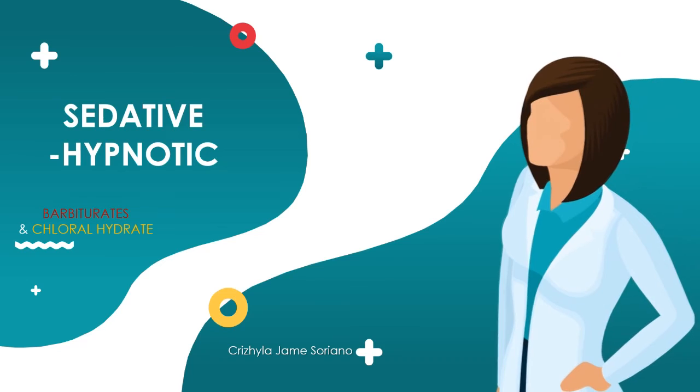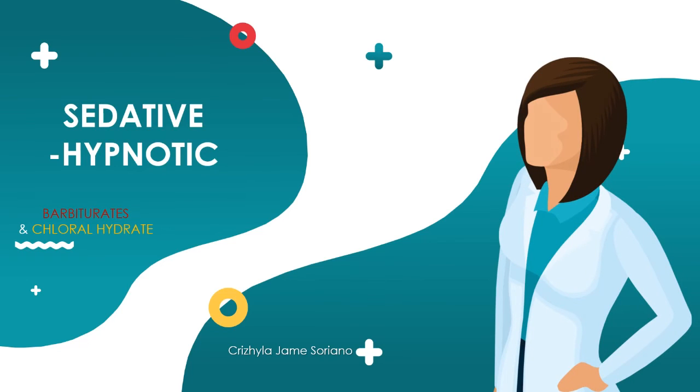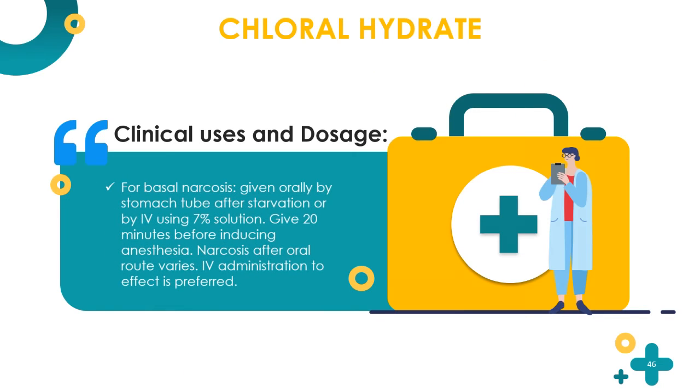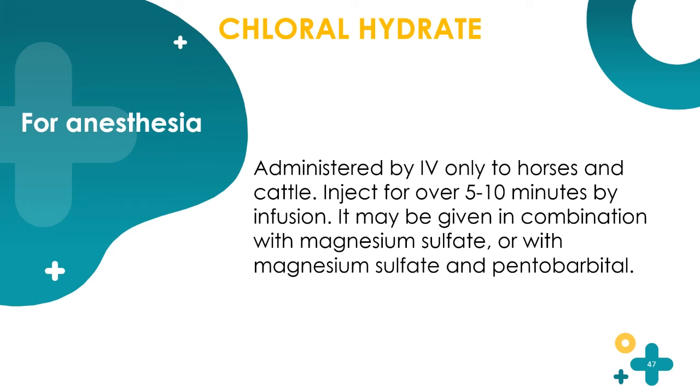Its clinical use and dosage for sedative effect is to administer as a drench or as a bolus in drinking water after 18 to 48 hours of water deprivation, or by stomach tube. For basal narcosis, it is given orally by stomach tube after starvation or by IV using a 7% solution. For anesthesia, it is administered by IV only to horses and cattle.